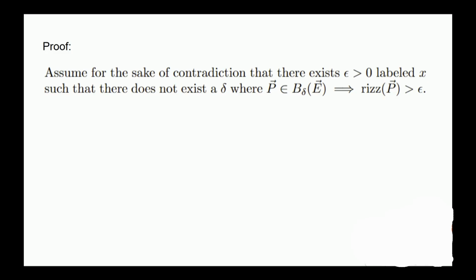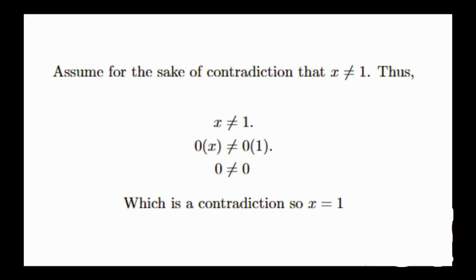Observe that this is just the opposite of the definition of Rizz of p going to infinity as p approaches E. Because if it's false, then there are no values of epsilon where there is no delta satisfying the property, implying that for all values of epsilon, there does exist a value of delta satisfying the condition. Okay, so next we're going to do a proof by contradiction within the proof by contradiction.